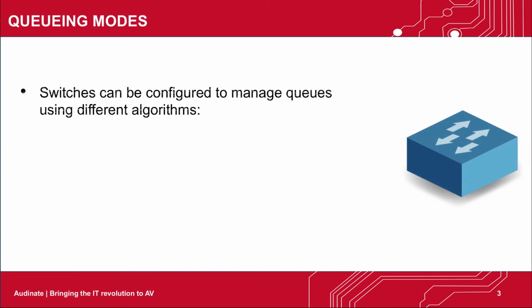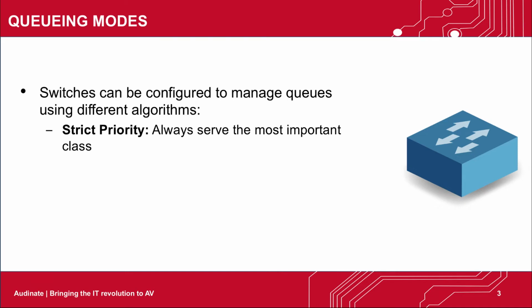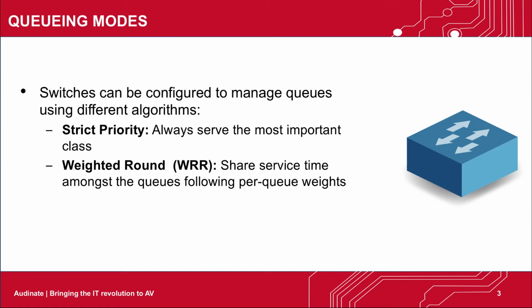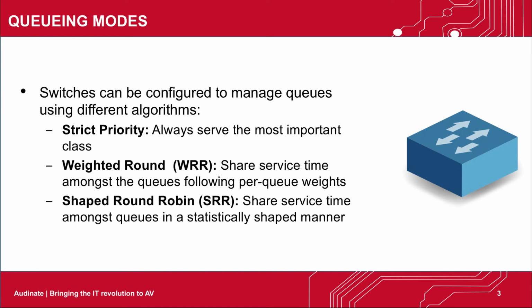Switches can be configured to manage queues using different algorithms. The first one is strict priority. This basically tells the switch to always serve the most important class. The second mode is weighted round robin, also referred to as WRR. This tells the switch to share service time amongst the queues following per queue weights. Finally, there's shaped round robin, also referred to as SRR. This tells the switch to share service time amongst queues in a statistically shaped manner. Now, this is a term used by Cisco.